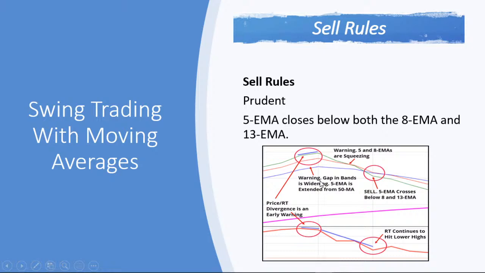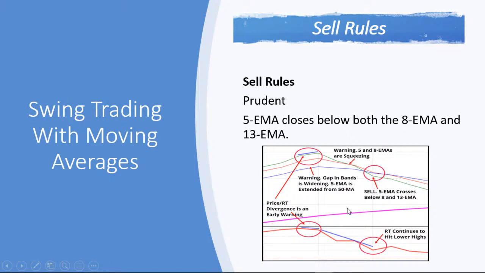And also, another warning signal is the gap in the bands really beginning to widen. Okay? The 5-day EMA is extended from the 50-day EMA. You can see the separation there. Another warning is the 5 and the 8-day EMAs are squeezing. You could see that happening here. So if we had price on here, we would see price falling. You could see RT falling as well. So another warning signal is the 5-day EMA squeezing and then crossing below the 8-day EMA.